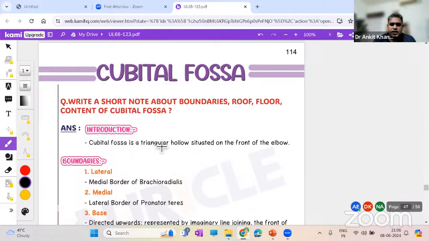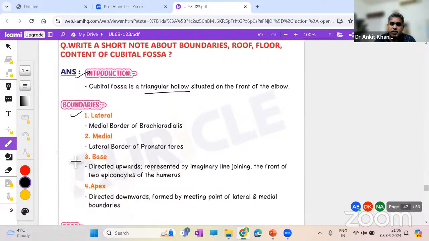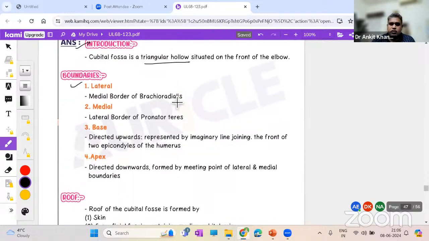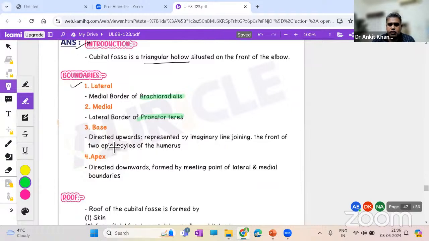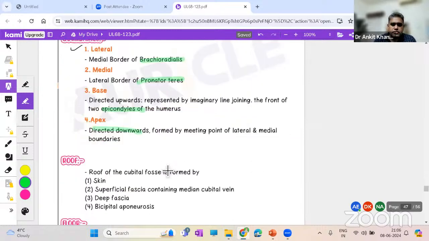So cubital fossa is a triangular hollow. This is how you can start the answer, the introduction. Boundaries, you should know exactly where it is. Laterally, you have this muscle brachioradialis, and medially you have the pronator teres muscle, and the base you have the two epicondyles. So the base is at the top, and these are the other two sides. It's like a triangle over here, right? Apex is below, directed downward, and the base is at the top, connecting the two epicondyles.